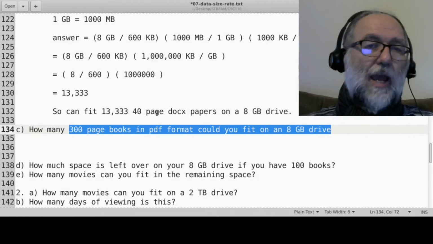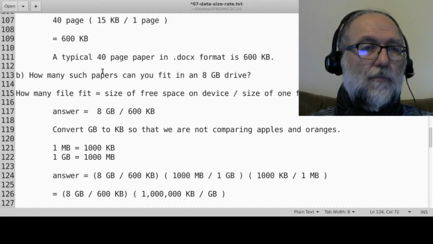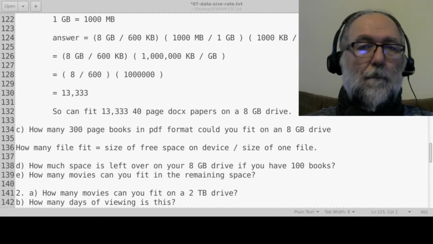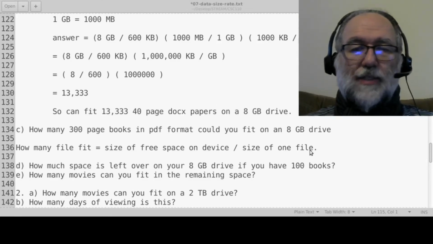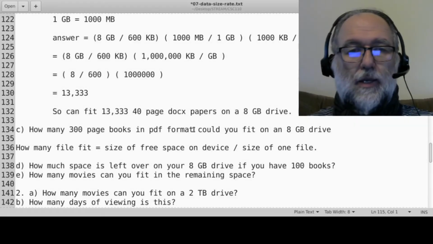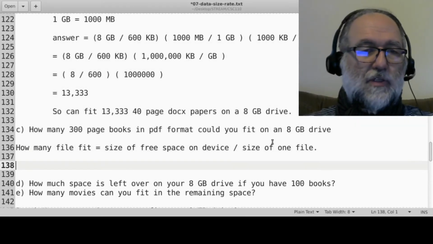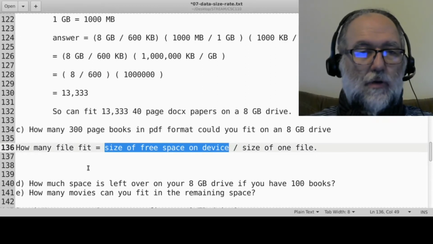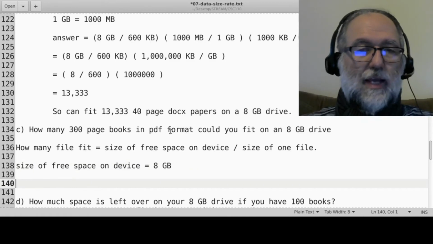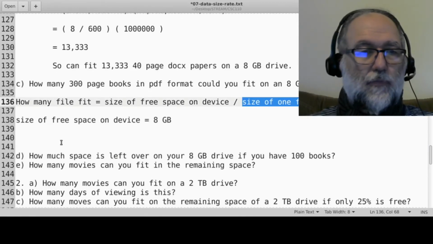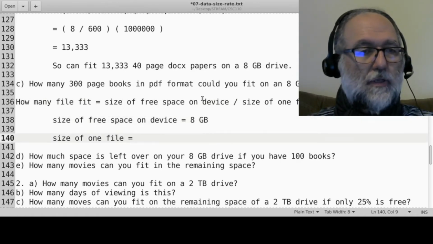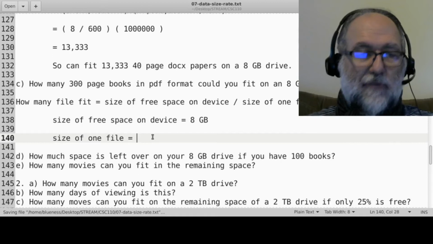Once again, we're going to be using this formula right here. But we don't know the size of one file right now. We do know the size of the device, but what's the size of one file? I guess I could say, what's the size of the free space? That part we know, that part is the 8 gigabytes. I just gave you that. But what's the size of one file? We don't know that. Let me put some tabs in there so it's all right, like that. What's the size of one file?